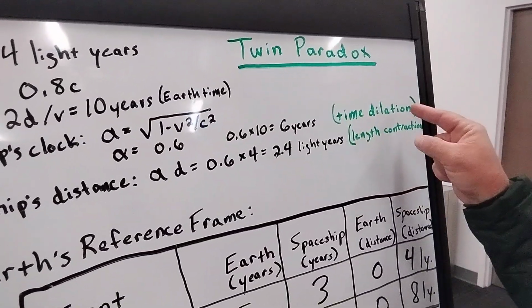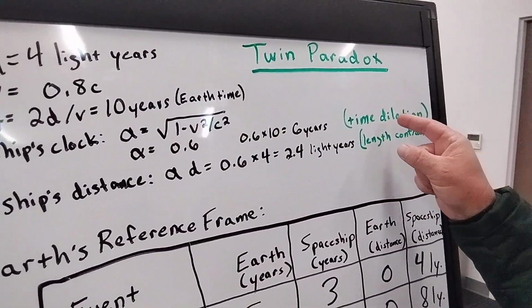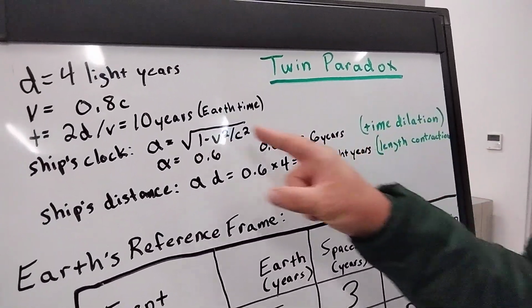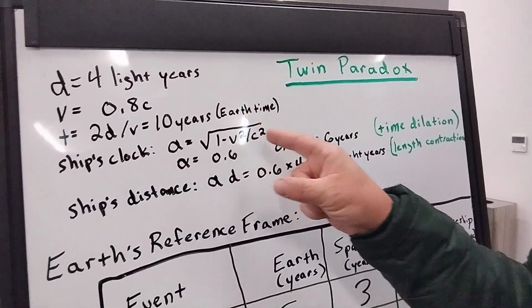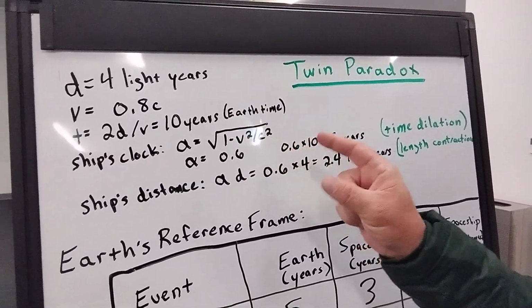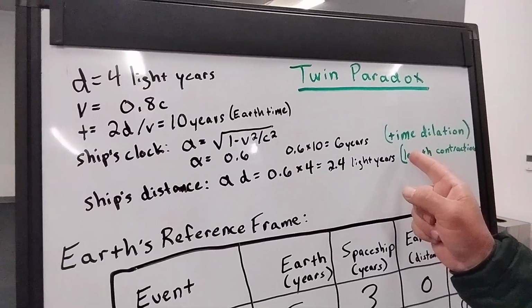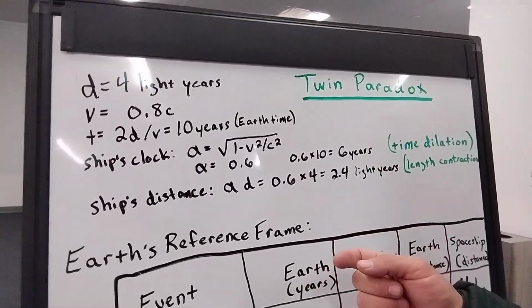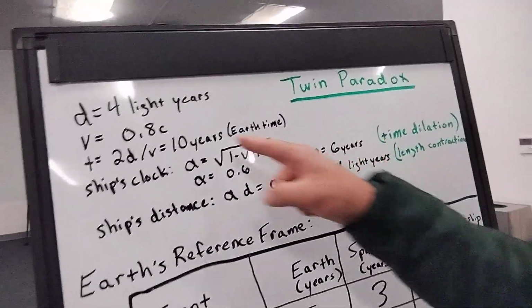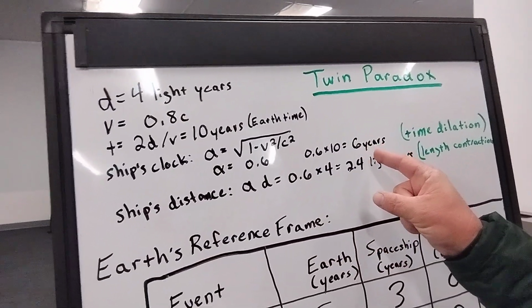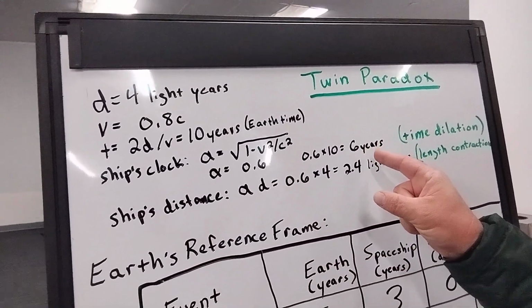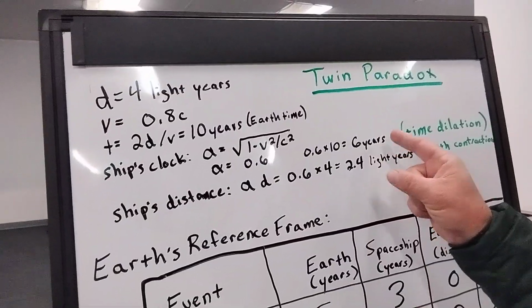And this is time dilation. So from the earthbound observer, the rocket ship's clock undergoes time dilation, so its clock slows down. The earthbound observer observes the ship's clock to say 6 years.